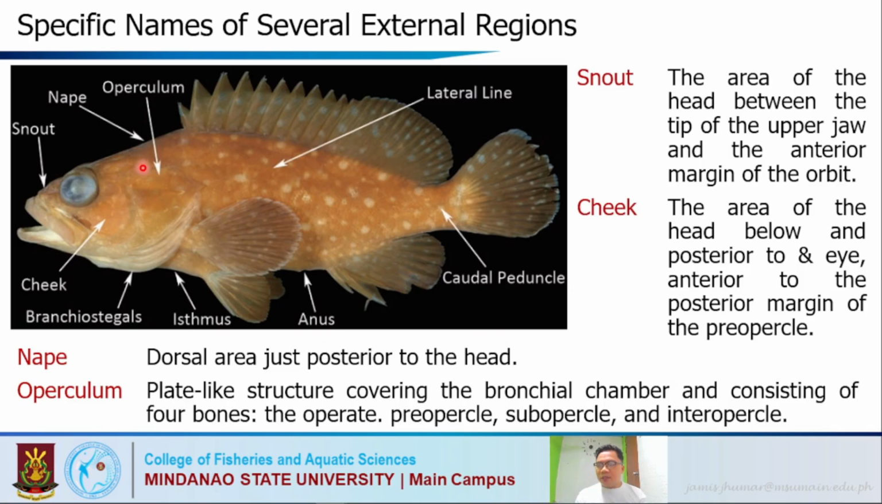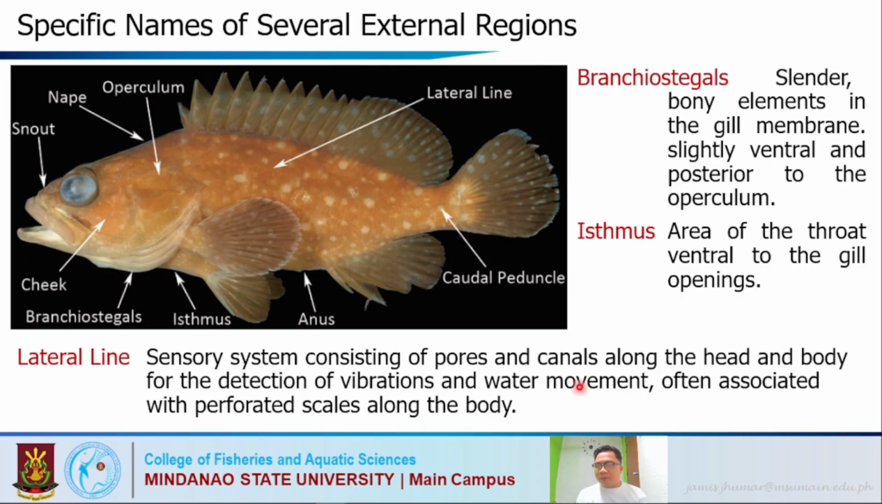And then the operculum is this one, the one that covers the gills. It is a plate-like structure covering the branchial chamber and consisting of four bones. If you take a closer look, the operculum consists of four bones: the opercle, preopercle, subopercle, and interopercle. Now, the branchiostegals are located somewhere here below the operculum. And then the isthmus is in between the branchiostegals and the pelvic fins down below. So that is the area of the throat, ventral to the gill openings.